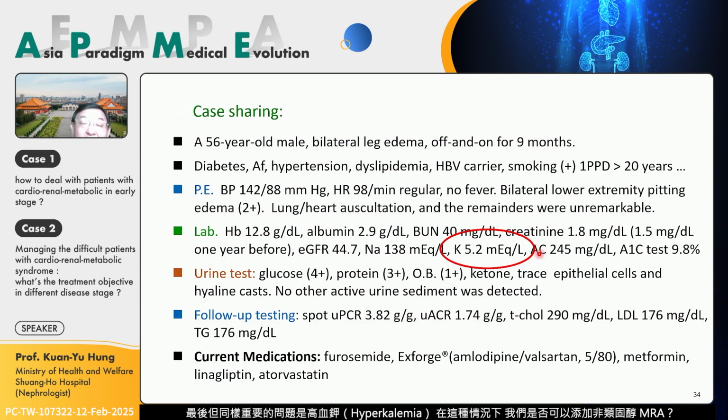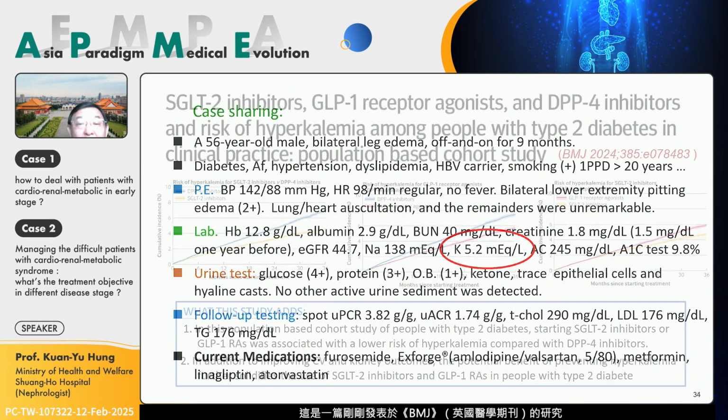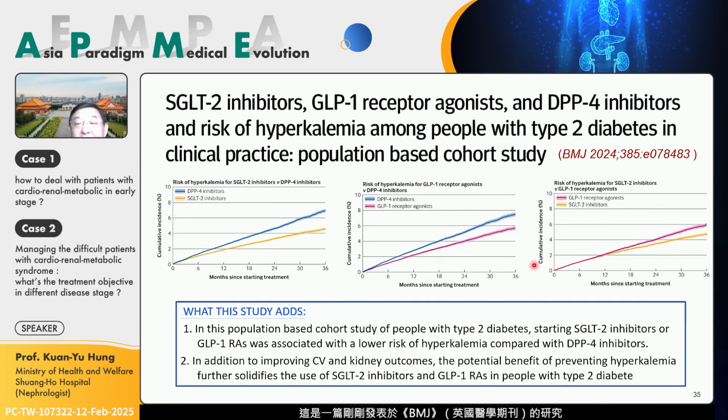And last but not least is the hyperkalemia. For the hyperkalemia, can we add on the non-steroidal MRA? Or if we titrate up the dosage of valsartan, is there any challenge or risk that it will increase the level of hyperkalemia? That's also a potential concern. This is a paper just published last week in the BMJ that indicated that if you use SGLT2 inhibitors or GLP-1, compared with DPP-4 inhibitors only, there could be a lower risk of hyperkalemia.